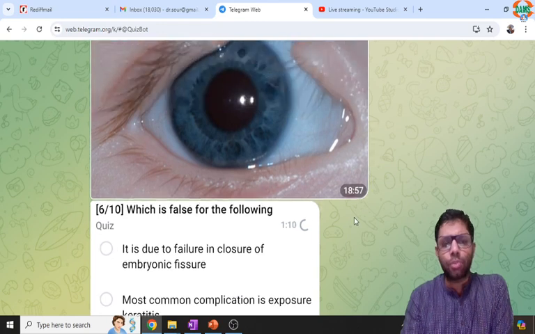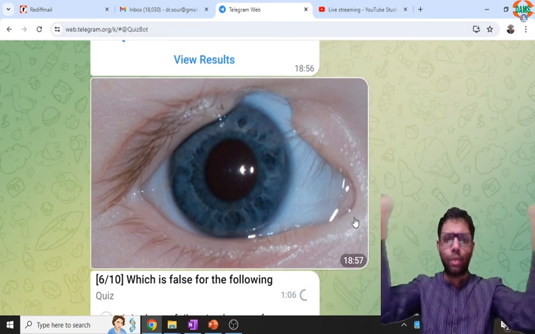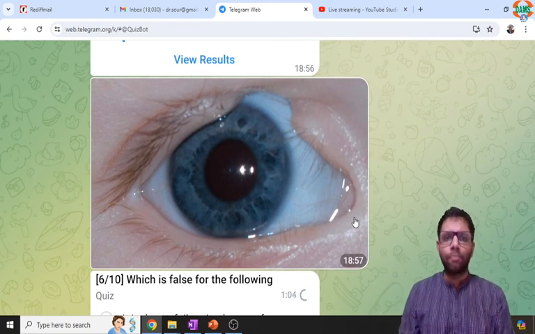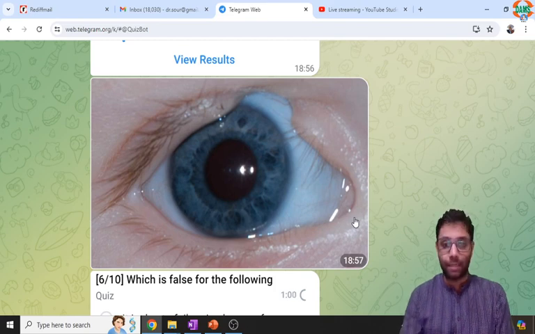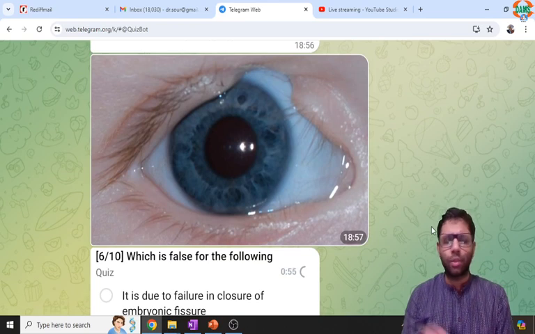The chance of corneal exposure is less if the patient has a good Bell's phenomenon, meaning the eyeball rolls up and out. If the eyeball rolls up and out, that means good Bell's phenomenon because of the third nerve and seventh nerve, and the exposure of the cornea will be less. And option D is yes, only surgical management. There's no medical management for coloboma. They have to suture the two eyelids. Only surgical management is there.